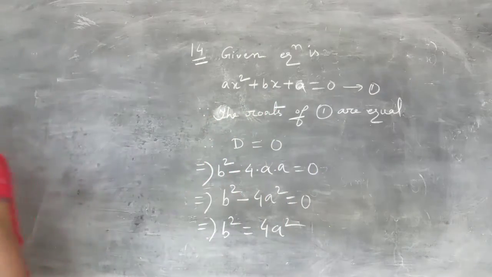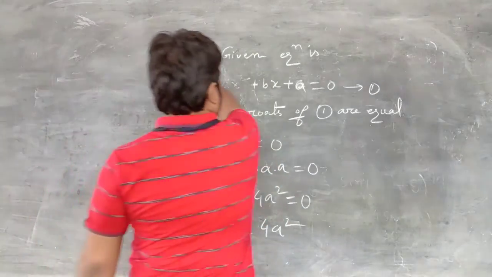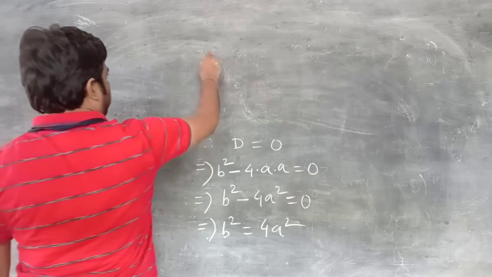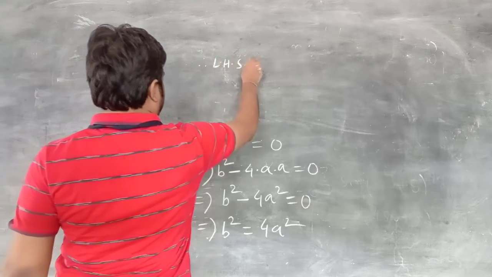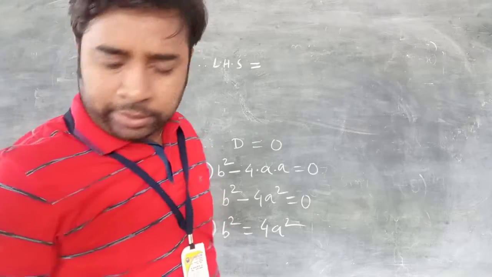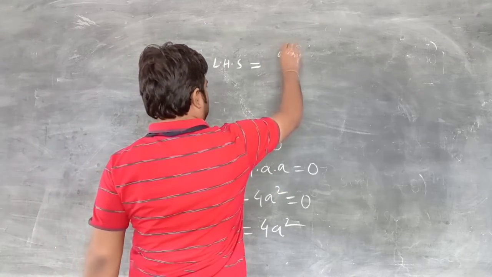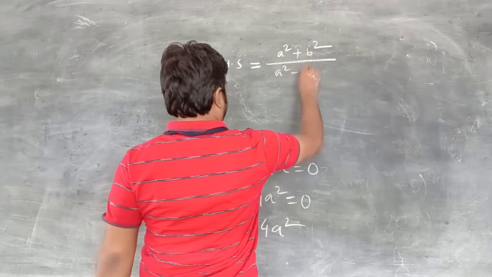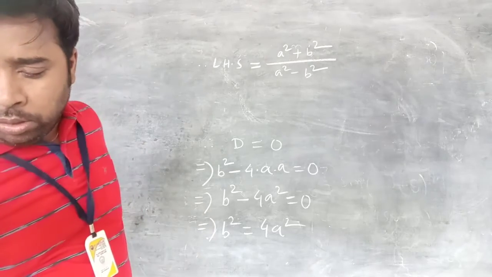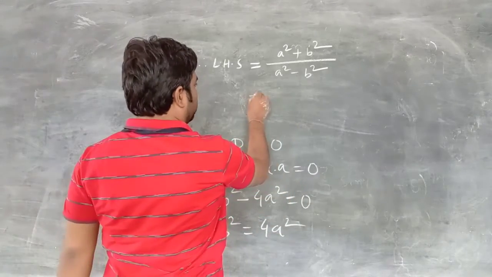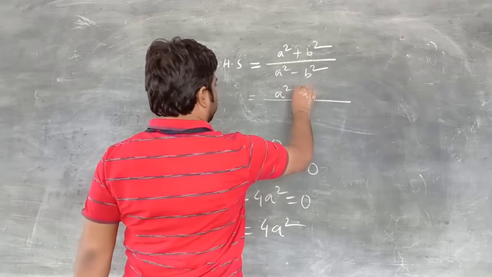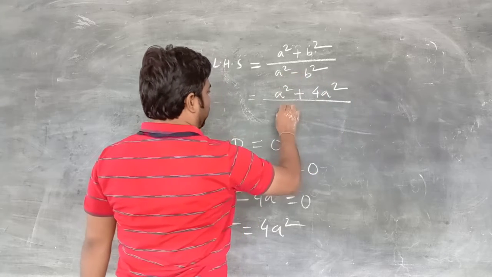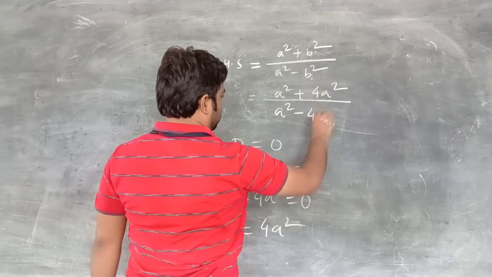Now let us start the LHS. What is LHS? LHS is a square plus b square by a square minus b square. Okay, so let us put the value. This is a square, the value of b square is 4a square, so this is 4a square. This is a square, this is minus 4a square.